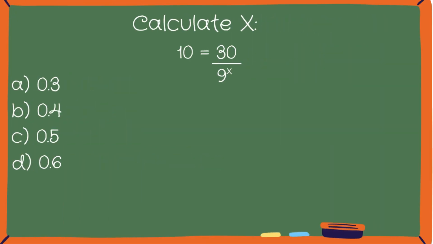Be very careful with this exercise. It says, calculate the value of x, where I have 10 is equal to 30 divided by 9 raised to the power x. What will x be? Alternatives: A, 0.3, B, 0.4, C, 0.5, or D, 0.6.